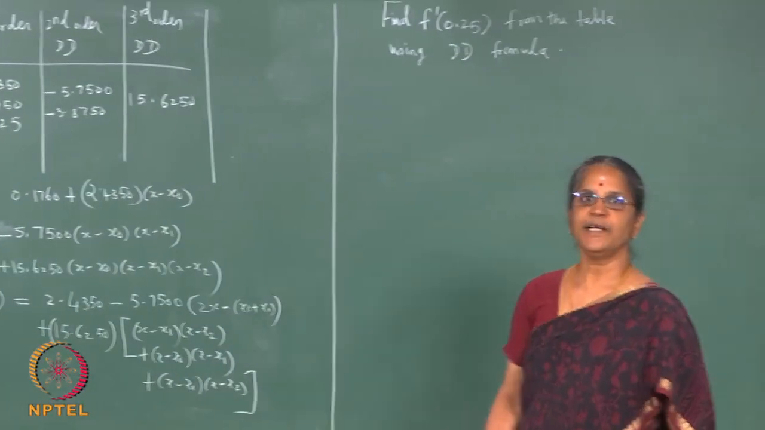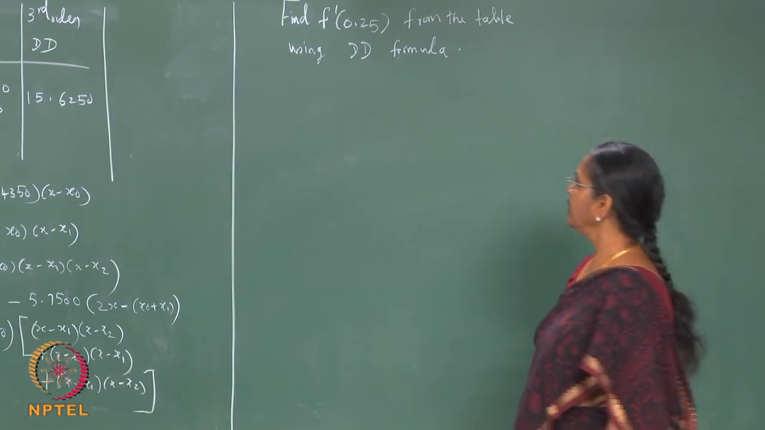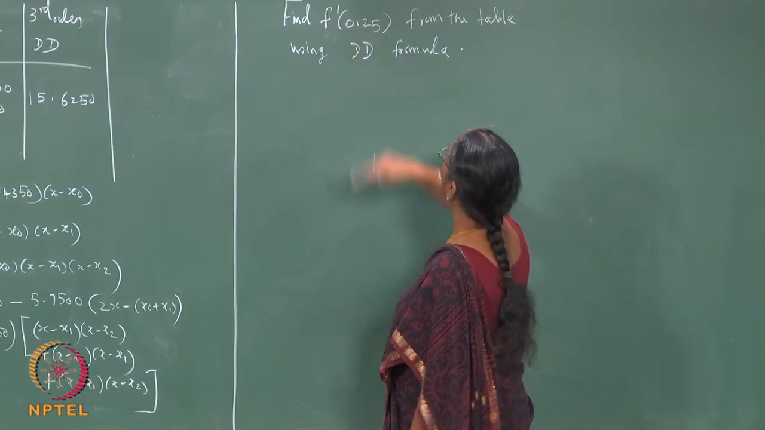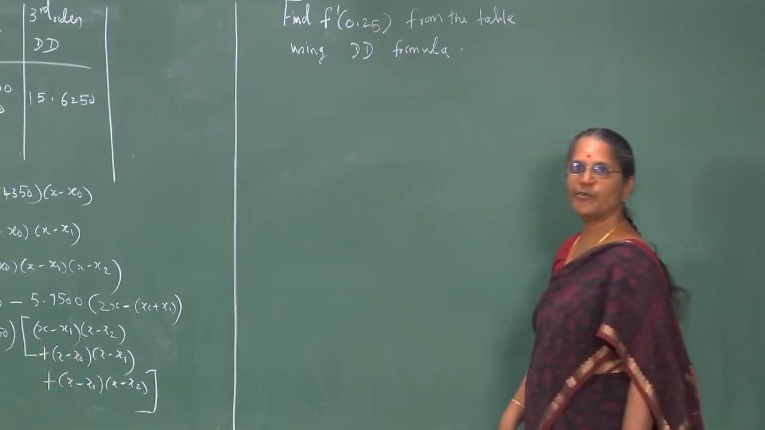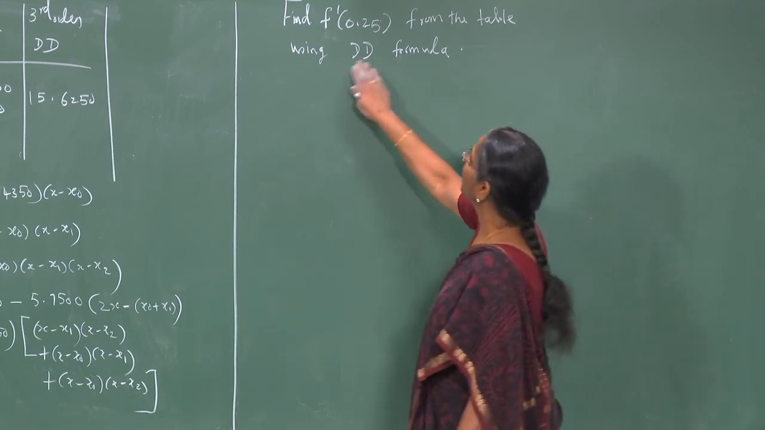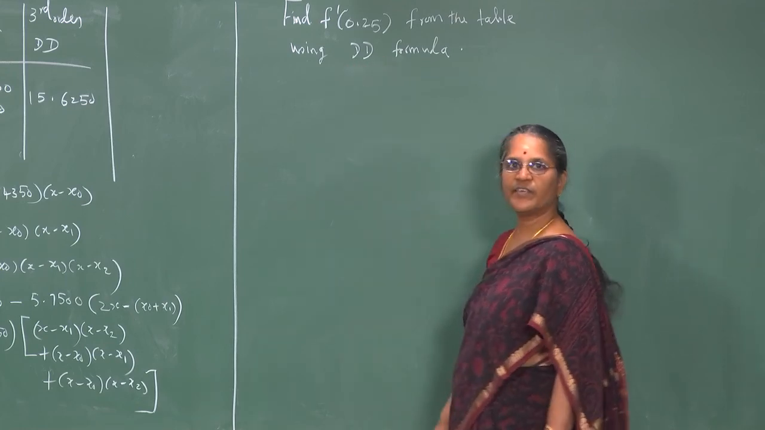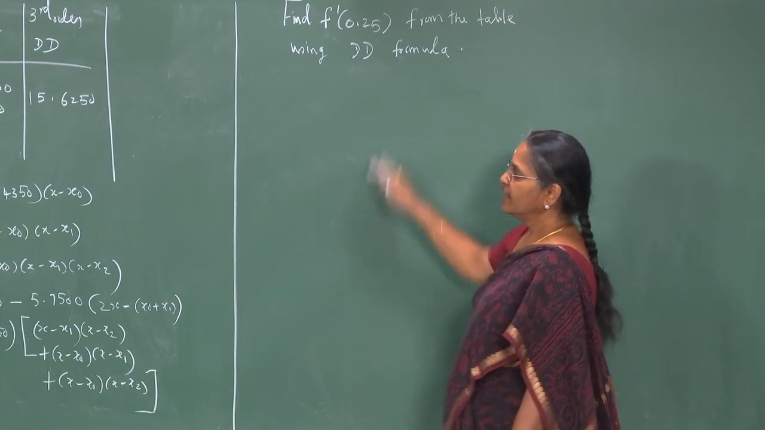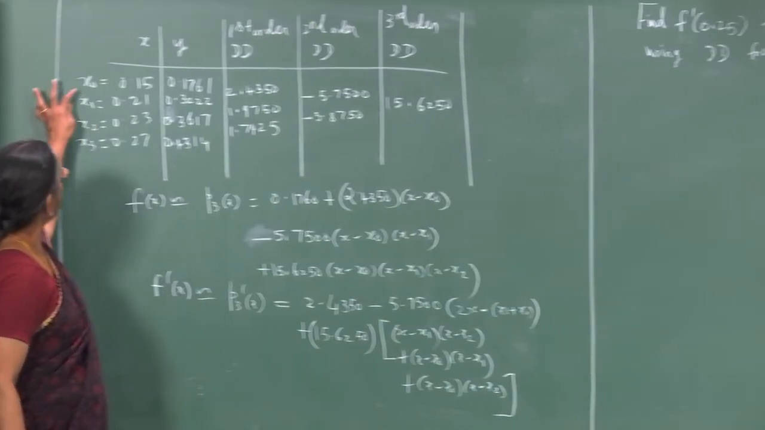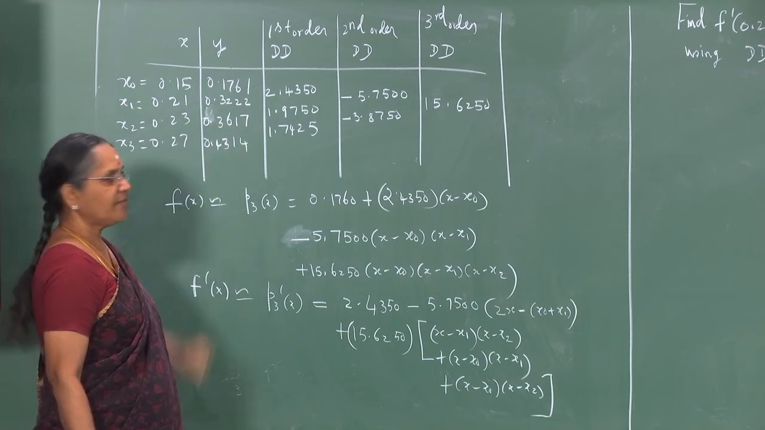Let us take an example and see how we can obtain an estimate for the derivative. Suppose we are asked to find f dashed at 0.25 from the table of values which are given, using the divided difference formula. I have used the short notation dd, that is divided difference formula, and the table of values is given here, corresponding to x0, x1, x2, x3. The function values are given.